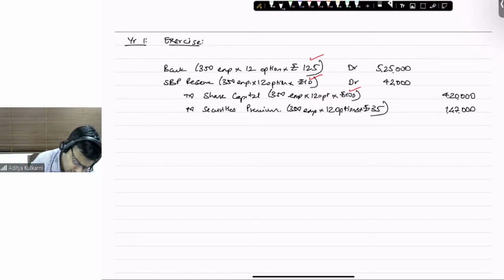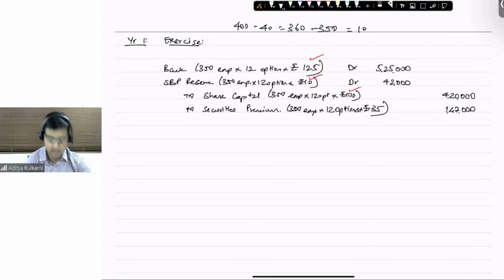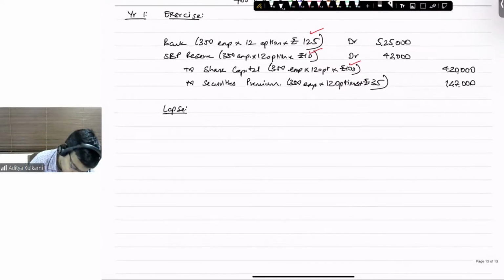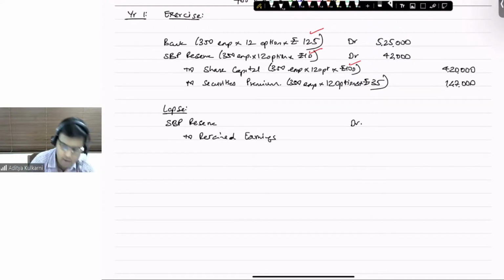We started off with 400. 40 left, so 360 remained. Out of 360, 350 exercised, so lapsed is 10. Okay, so this is exercise. Then we look at the lapse. In the lapse case, the entry is going to be SBP reserve debit to retained earnings.